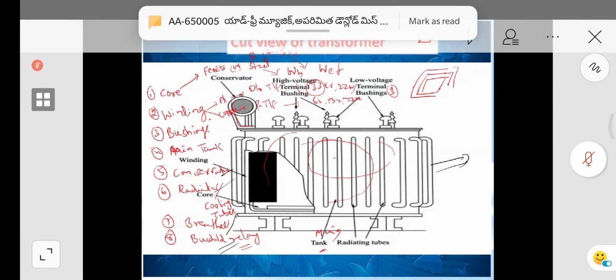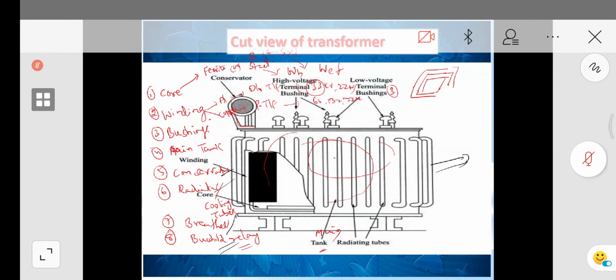And the breather, in the breather silica gel will be there. The general silica gel color is blue. When moisture is absorbed in the silica gel, the color of the silica gel changes, and it is found to be pink. Then you can remove that silica gel and dry it up, and you can arrange it again in the breather.